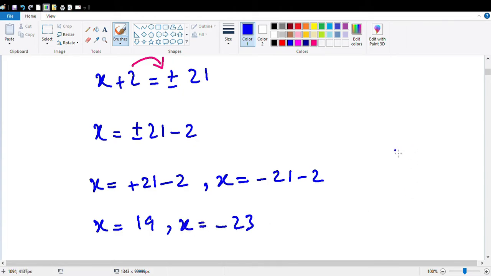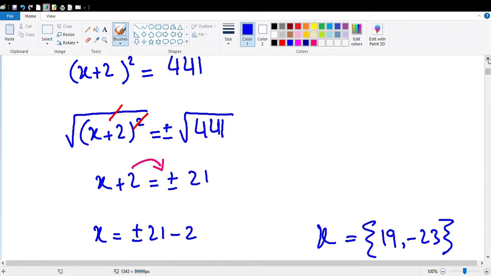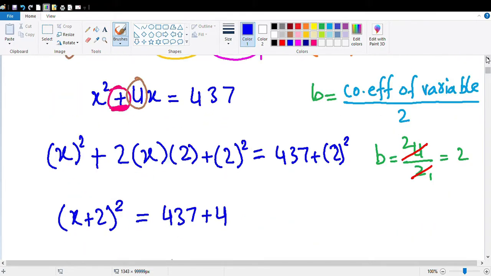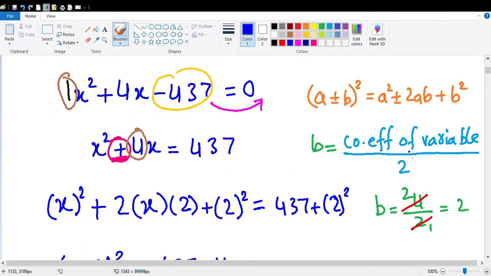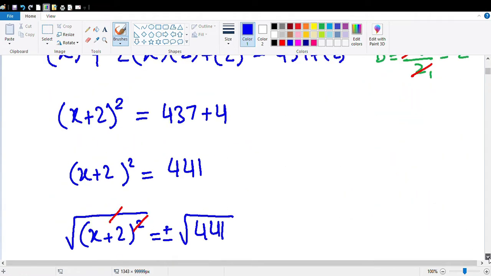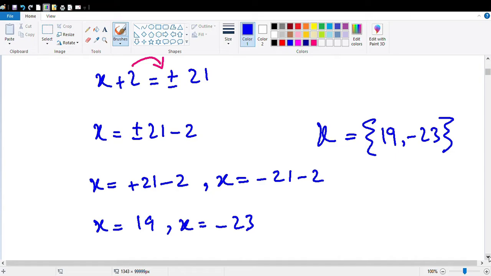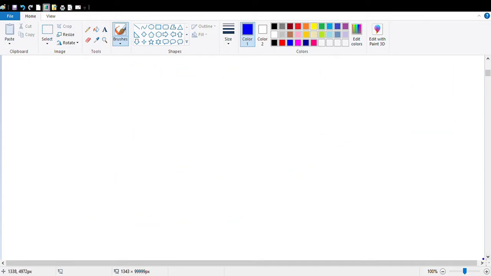So there we go. We have 2 values again, right? 19 and minus 23. So these are the values of x using this method and this equation. You could say this example. Yeah, that's pretty much it for the completing square method. And now let's get into our third method.